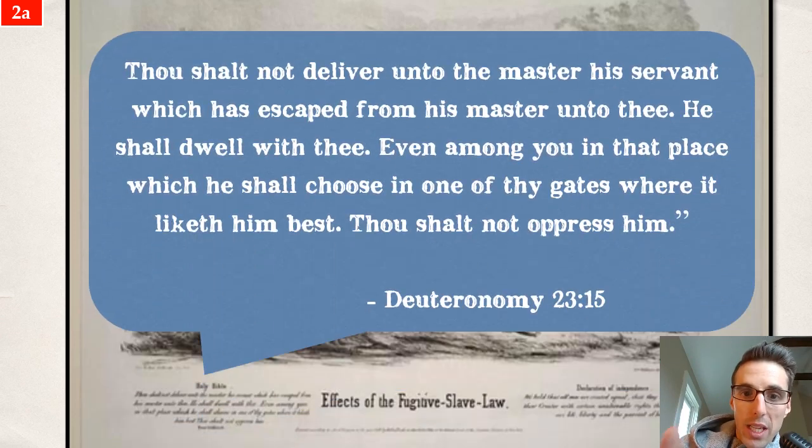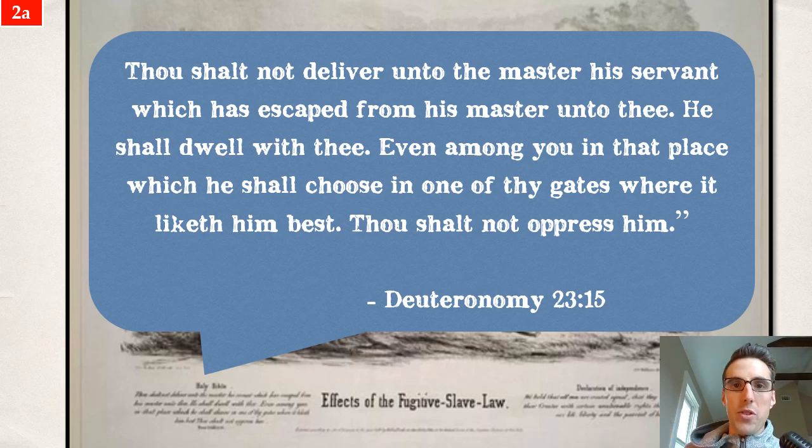For example, here's a passage from Deuteronomy. This is Old Testament, right? Old Testament Hebraic code. Thou shalt not deliver unto the master his servant, which has escaped from his master unto thee. He shall dwell with thee, even among you in that place which he shall choose in one of thy gates where it liketh him best. Thou shalt not oppress him. That's the old school King James.